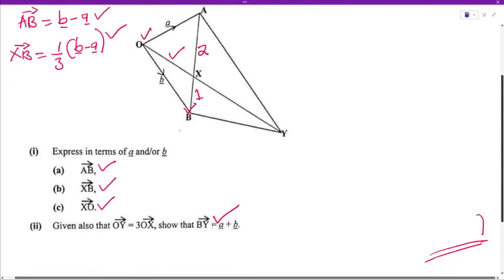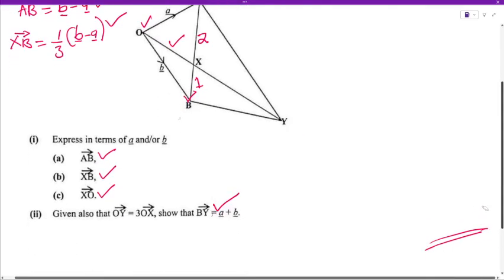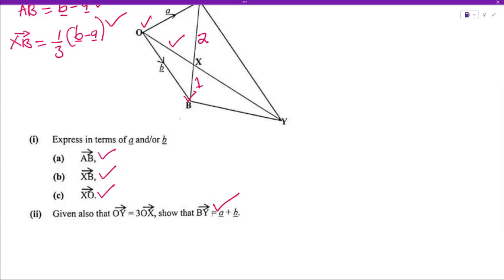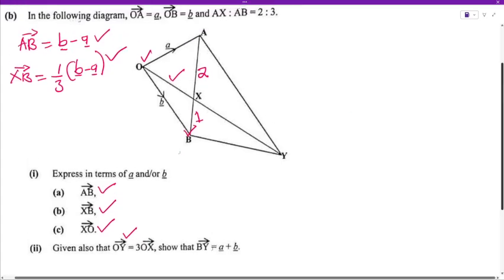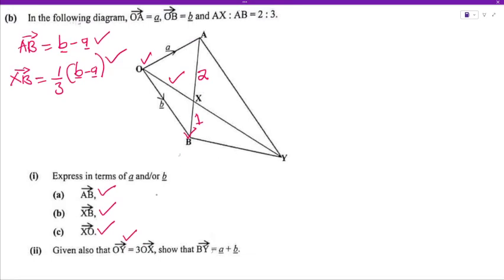So the last example, the last question, is saying, given also that, let me just change my pen. Given also that vector OY, let me just scroll up a little so that you can see the diagram, and let me clean up also. So what they are saying is that OY is equal to 3 times OX.